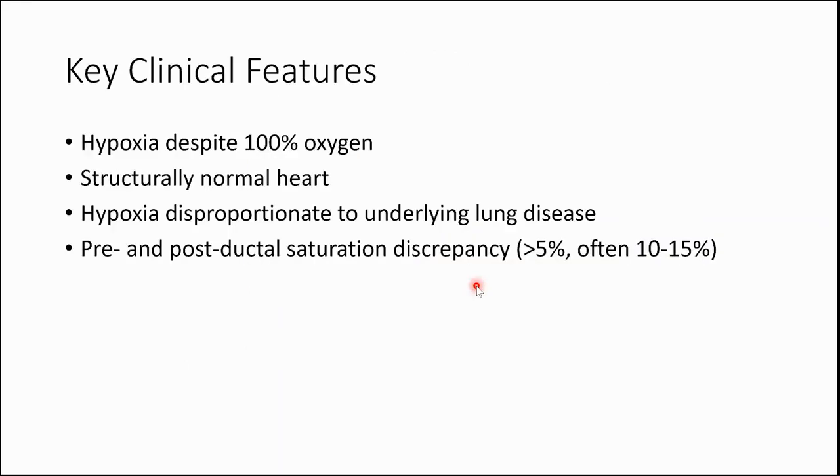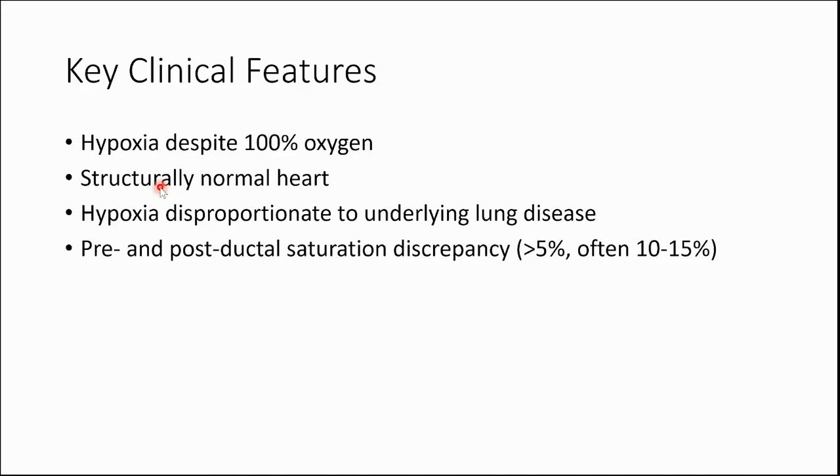So what are the key clinical features? They remain quite hypoxic despite us giving a lot of oxygen, but they have a structurally normal heart. They can have the ductus and the foramen ovale open, but structure-wise, they have a normal heart.